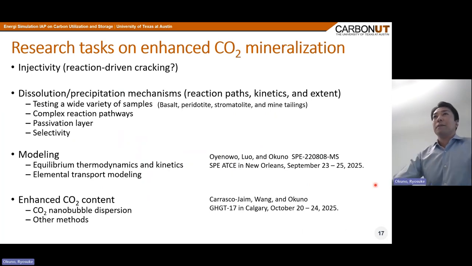So research tasks on enhanced CO2 mineralization are listed here. Of course, injectivity is a concern because those mafic and ultramafic rock formations are quite tight, and people speculate that reaction-driven cracking might have happened. But this large-scale behavior of water injections that contain CO2 really requires a field trial. Numerical simulation and lab-scale experiments are useful, but they are quite limited for these large-scale research questions.